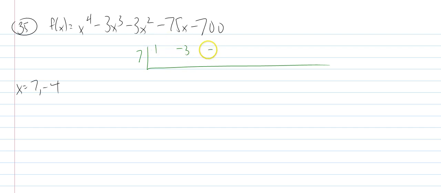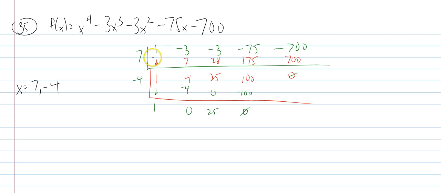1, negative 3, negative 3, negative 75, negative 700. Take all those coefficients, and then go ahead and use synthetic division. I'm going to do that with the 7. Once we've done it with the 7, then we'll do those numbers with the negative 4 after it. So I paused this, and I did the synthetic division for both of those, and we get all the way down to this. What was once an x to the 4th became an x to the 3rd is now an x squared equation. So we get 1x squared plus 0x plus 25 equals 0.